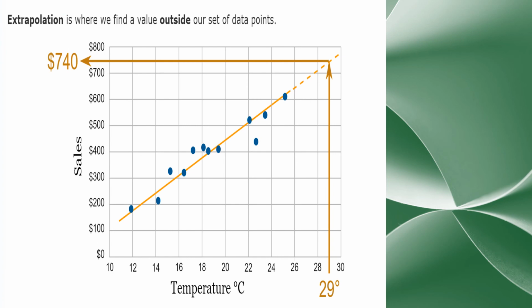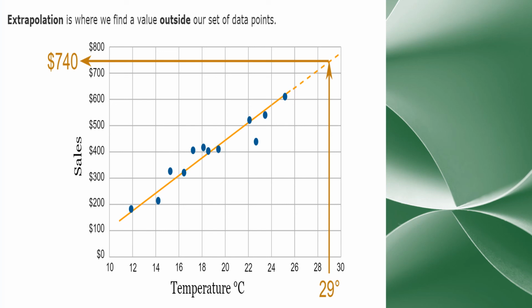We can also find the value which lies outside the data. That is, if I'm trying to find the value for 29 degrees, since the values were given only from 10 to 26, if we are interested in finding for 29 degrees, which is the value outside a set of data points, we can still get that result as 740, and that is our extrapolation.